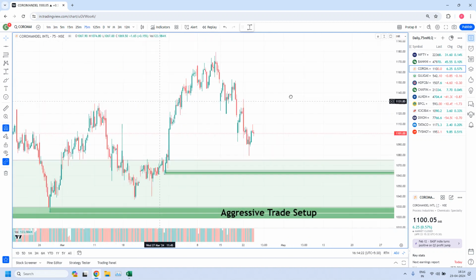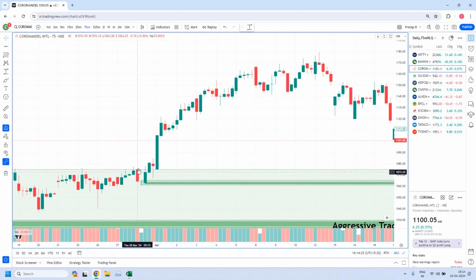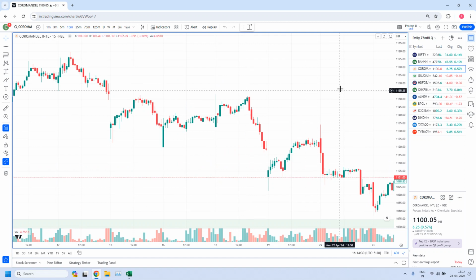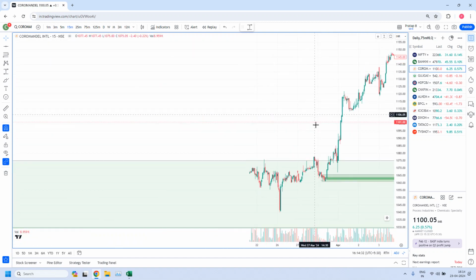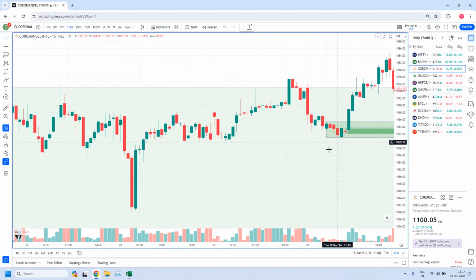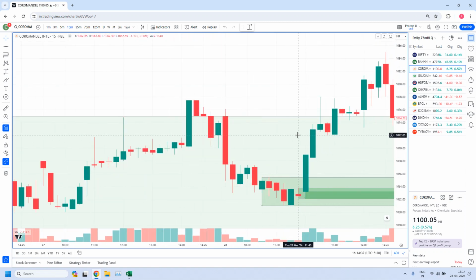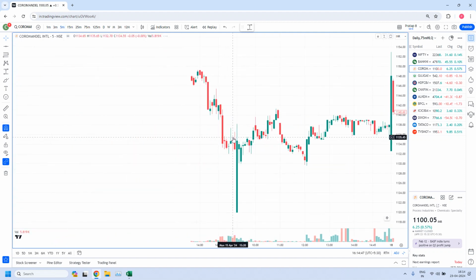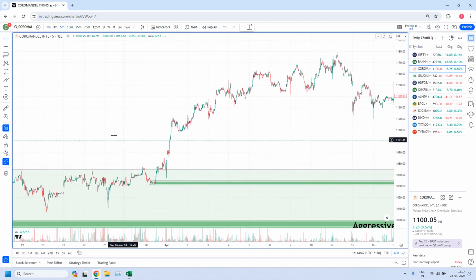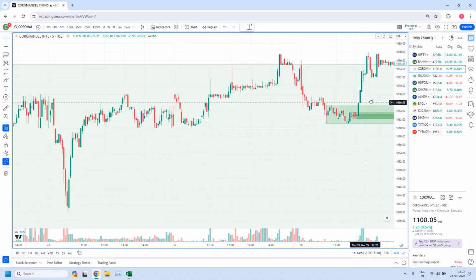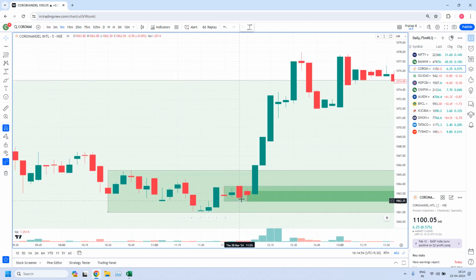First, let us look into this. We have a 75 minute zone, drop base rally. This again fine tuned with 15 minutes time frame. See here. You have a rally, base rally. This is a 15 minute zone. Inside 15 again fine tuned with 5 minutes. Let me show you in 5 minutes time frame. We have a drop, base, rally.